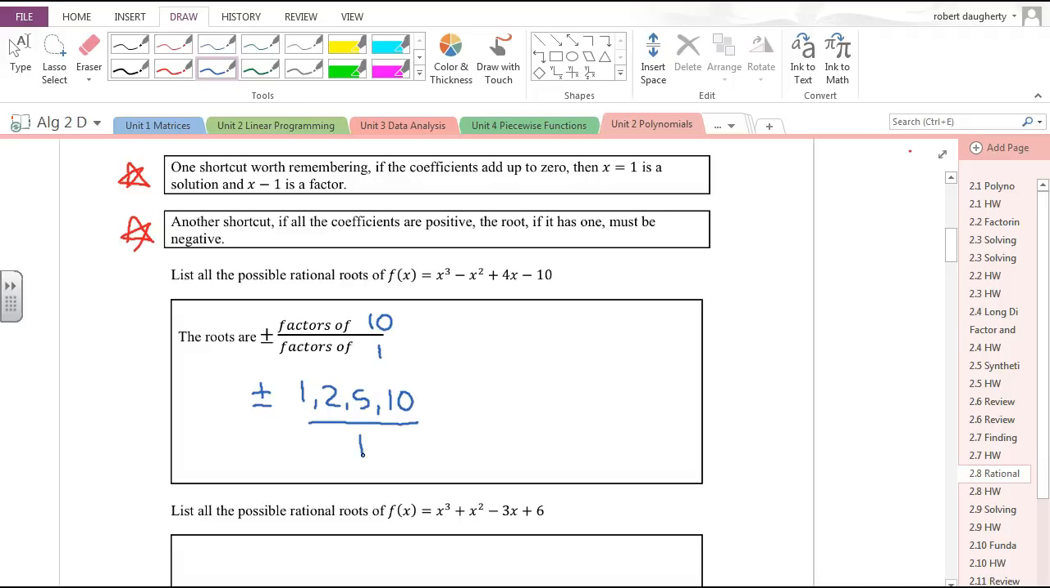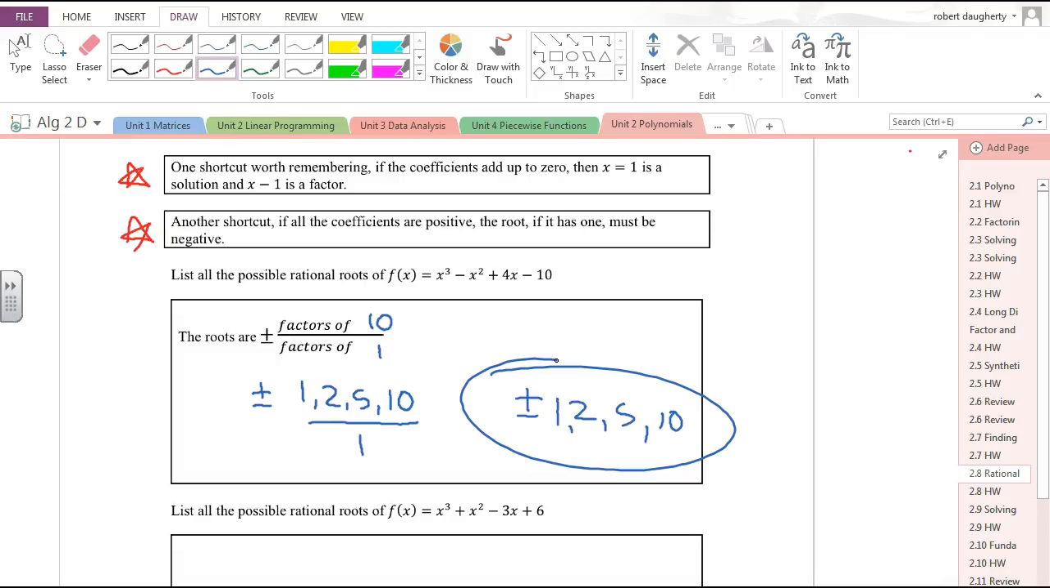Now this one's pretty easy. What is every number in that list divided by 1? It's just that list. Okay, so my possible rational roots are plus or minus 1, 2, 5, and 10. So if I told you to factor this and I did not give you any of the rational roots, there's no sense trying 4 or 6 or 3. If it has any rational roots, it has to be in this list. Okay, so this gives us a list of how many numbers? 1, 2, 3, 4, 8 numbers.